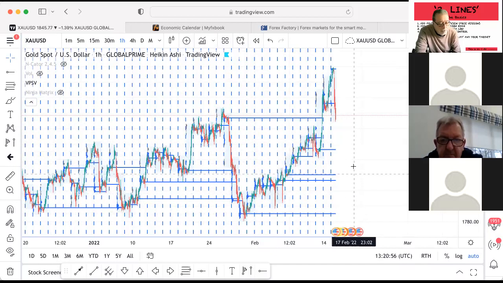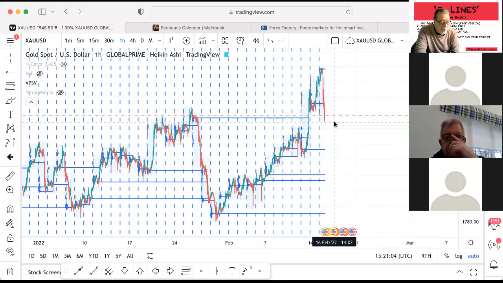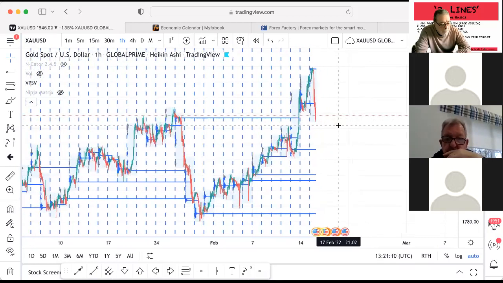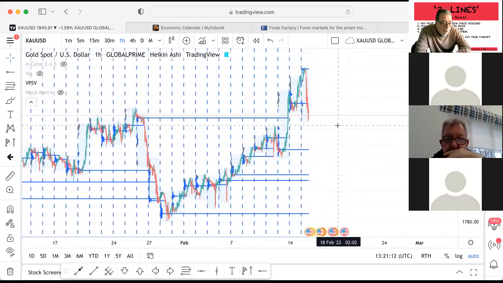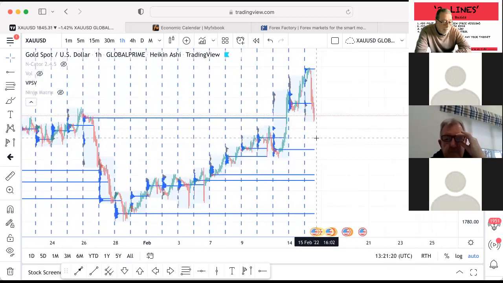I think of them in the same way that Paul talks about imbalance when he says the price is going to go back to take out that imbalance at some point. If only I knew when. We don't know when it's going to happen, but it will go back and it will take out that level, that level, that level, and that level. There's no doubt that it will go back.